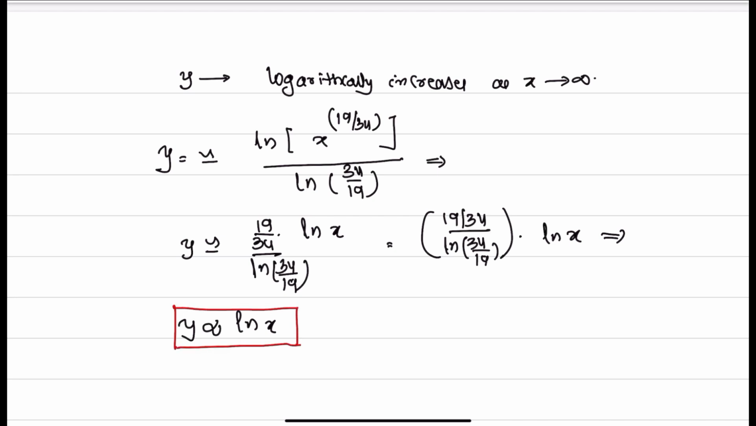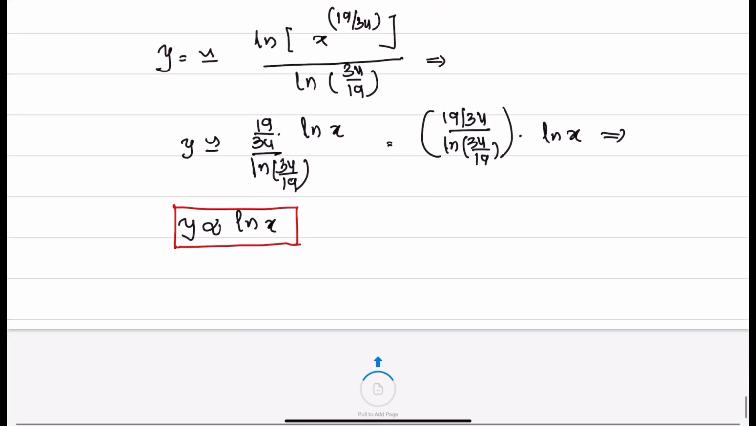The asymptotic behavior of y and x is, as x tends to infinity or x becomes larger and larger, as x increases, y also increases logarithmically. Y is proportional to ln x. Now we got almost all the theory part. Now let us draw the final plot.